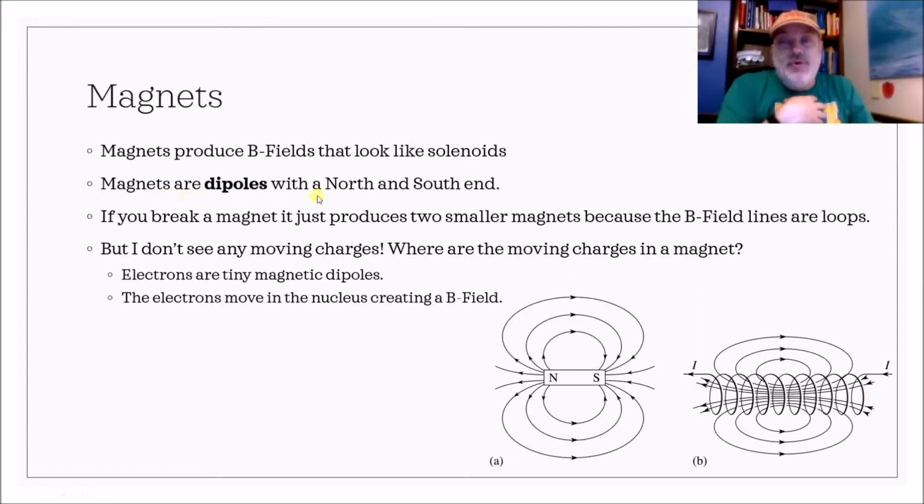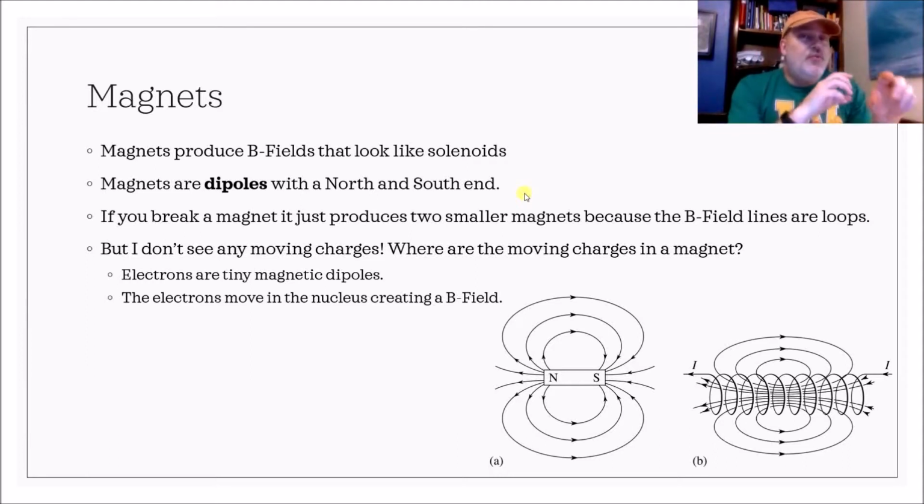Magnets are dipoles. They have a north and a south end. You never get just a north, you never get just a south. If you break a magnet in two, it'll actually turn into two smaller magnets. And this is because the magnetic field lines always come in a loop. So if I broke this in two, I just have a small loop for this side and a small loop for this side.